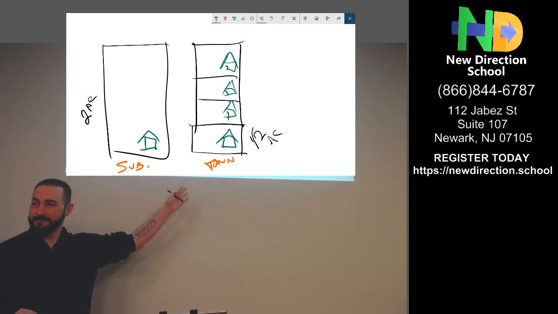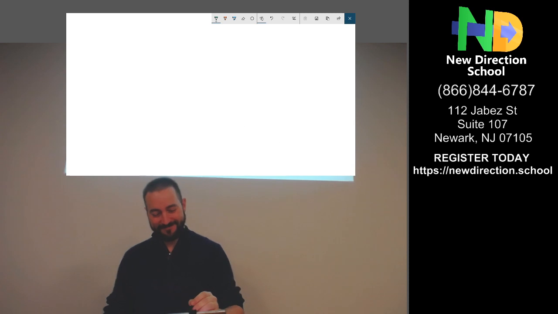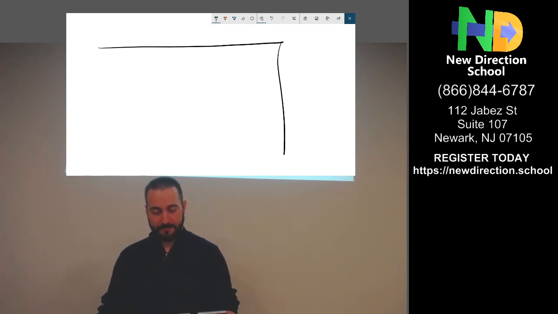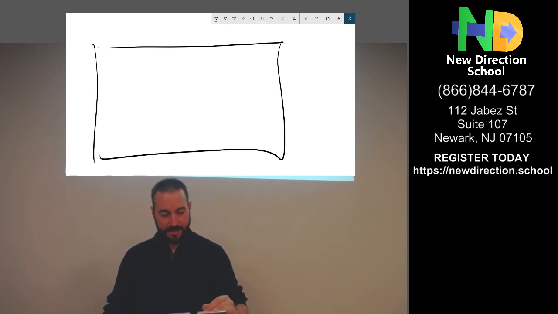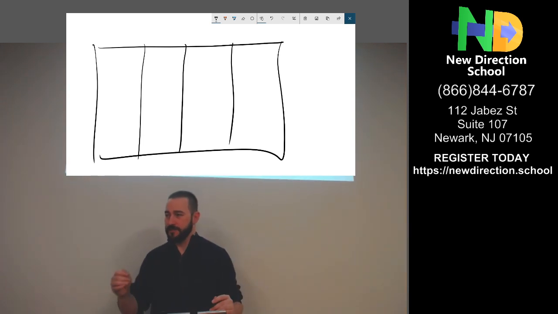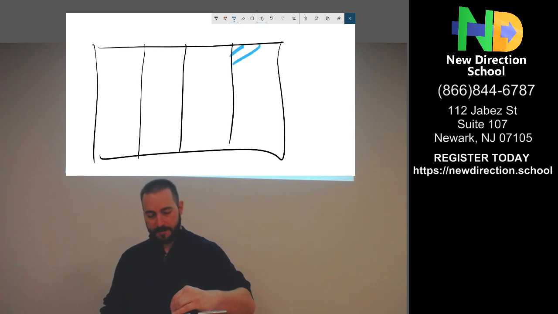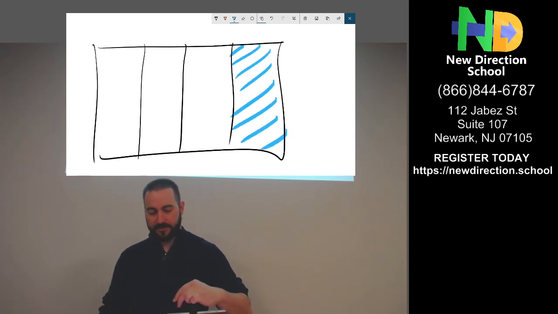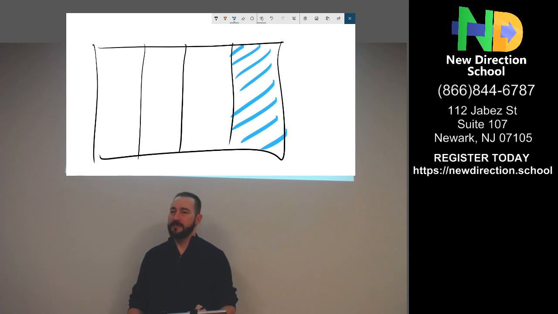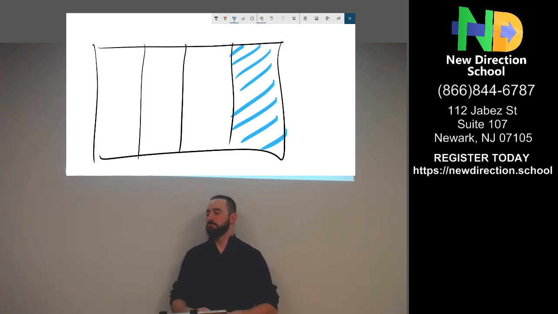Did you guys understand this? Yeah. Good. So let me give you an example. Let's say this is a big block right here. There's a bunch of properties. They're all the same, 2 acres each, right? Now this lot right here was recently sold. And the owner of this lot says, we could put more houses here.